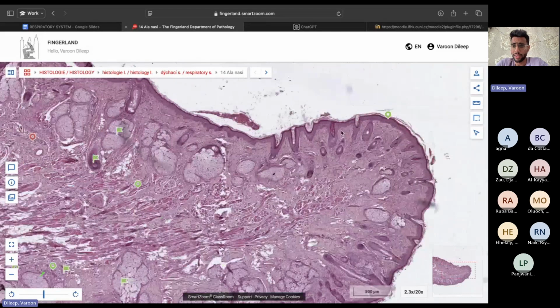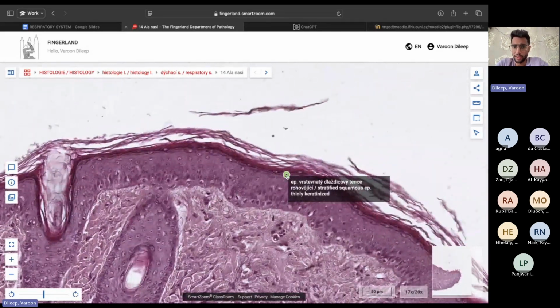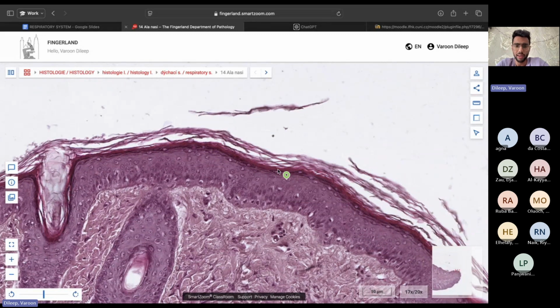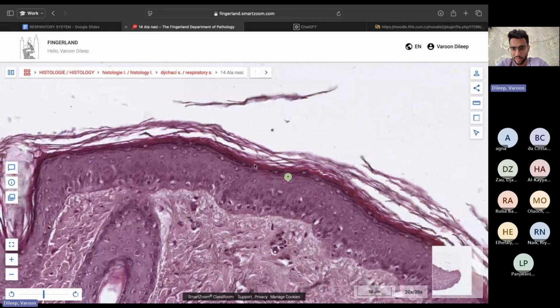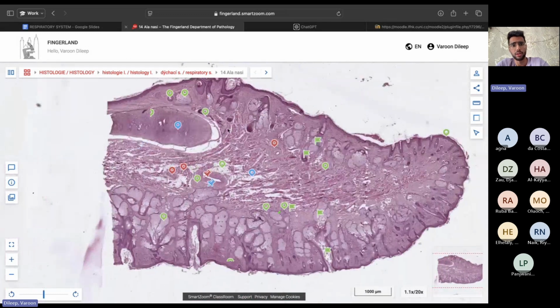When we talk about the epithelium, here you have the stratified squamous thinly keratinized epithelium. And how do you know it's thinly keratinized? Because you can see this thin layer of dead cells here. So this is just the main diagnosis of the nasal ala.